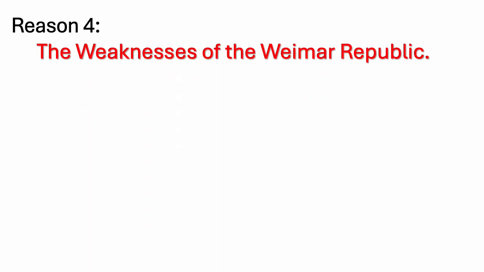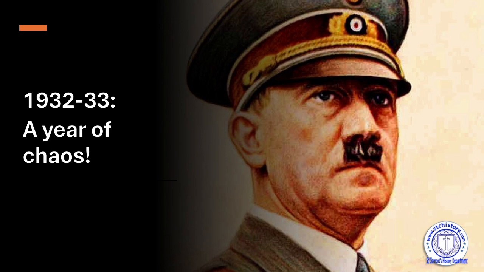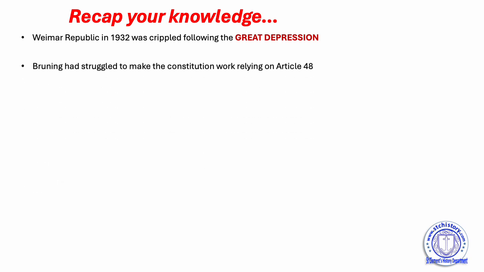So reason 4 in the case of this video is the weaknesses of the Weimar Republic. A year of chaos. Let's focus on 1932 as a year of chaos. All sorts going on. Many elections. So let's have a quick recap. So hopefully from this video and your own revision, you're quite happy to see or remember that the Weimar Republic is crippled following the Depression.